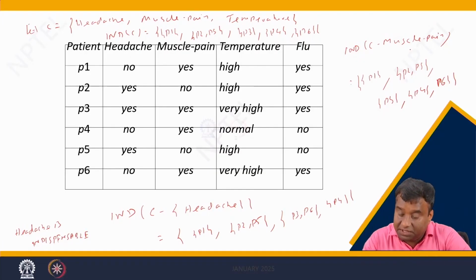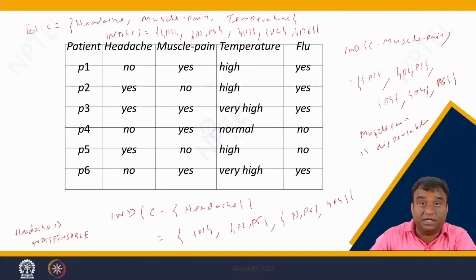Here in this situation C minus muscle pain is equal to C. These two are the same, so muscle pain is dispensable. We'll solve these things in the later slide. So this is the brief idea. Now try to understand the next concepts.